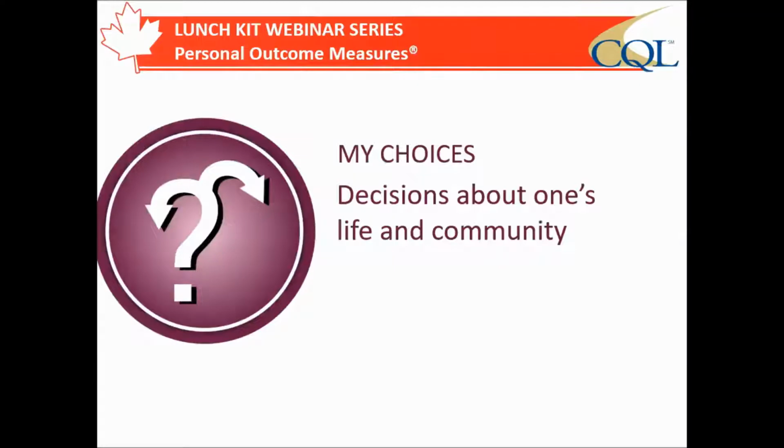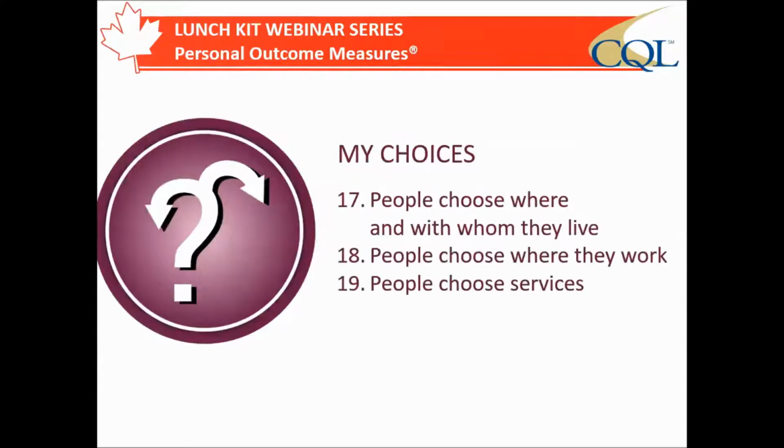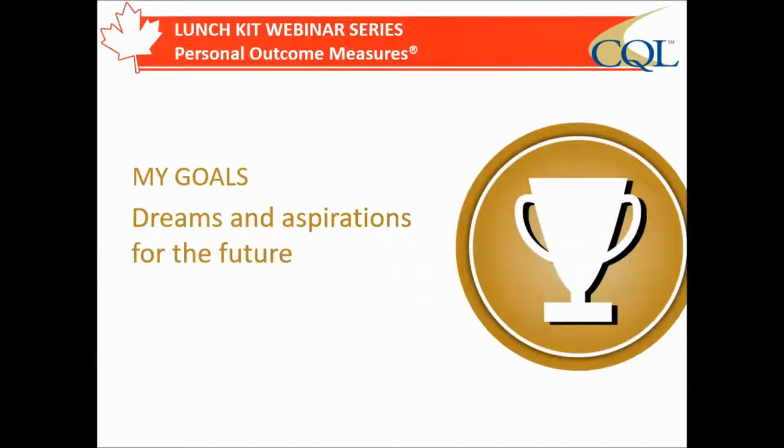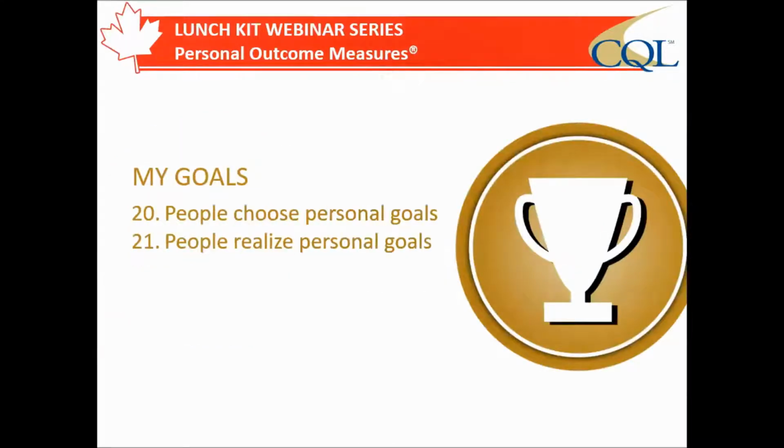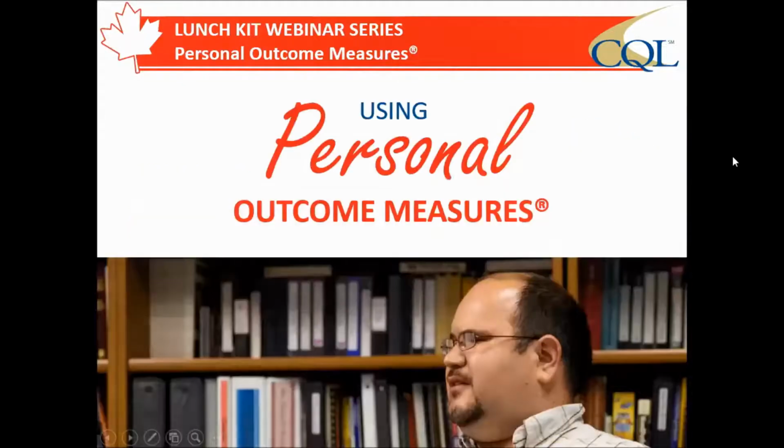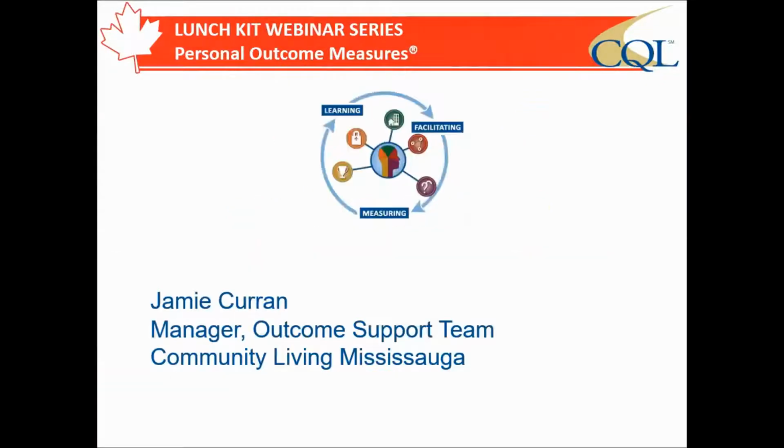And choices. These are the choices that people make about their lives, choosing where and who they live, where they work, their services, and my goals. People choosing personal goals and people realizing personal goals. And as I mentioned, we can use the personal outcome measures in a variety of ways.